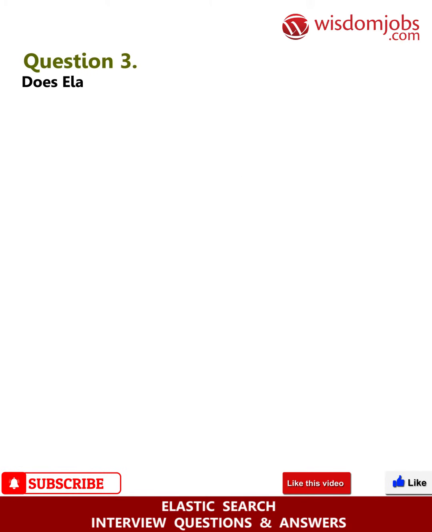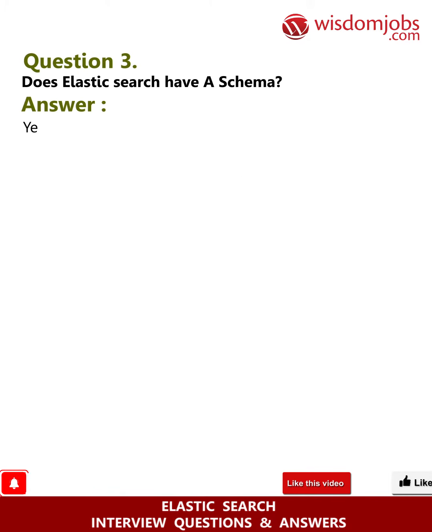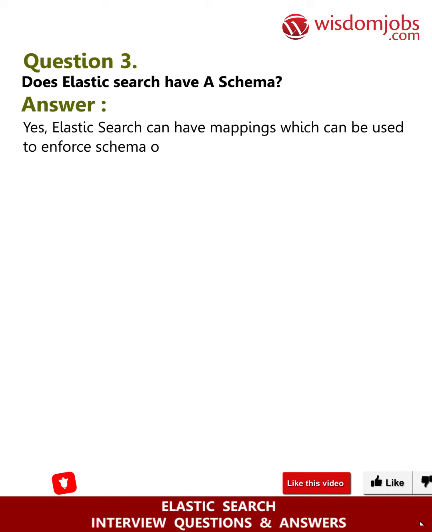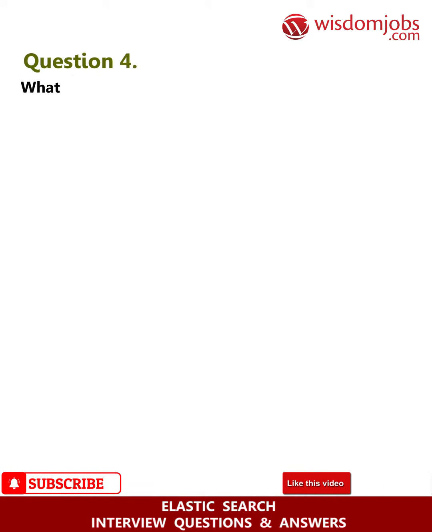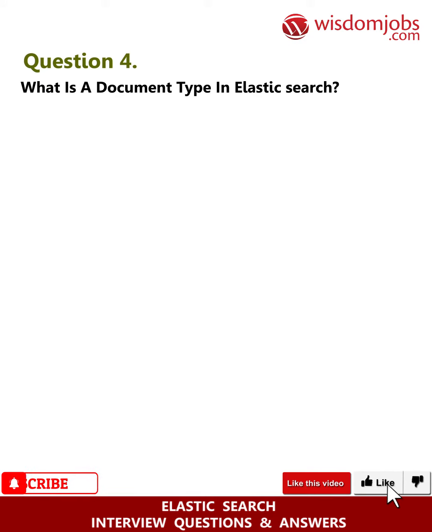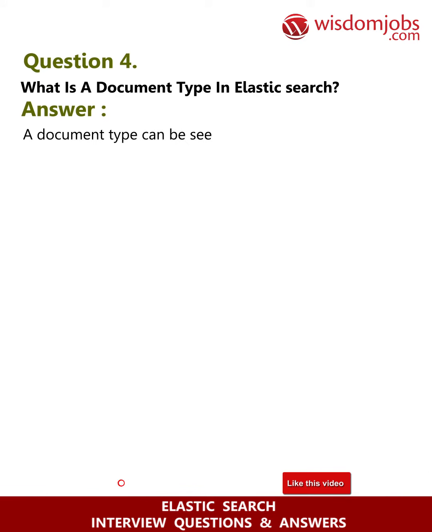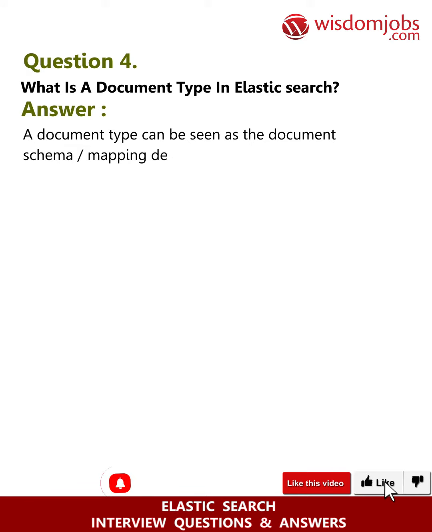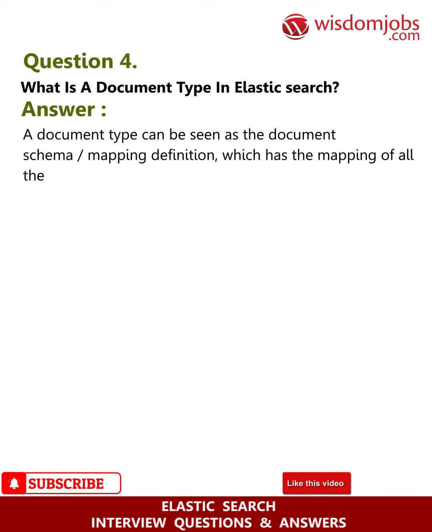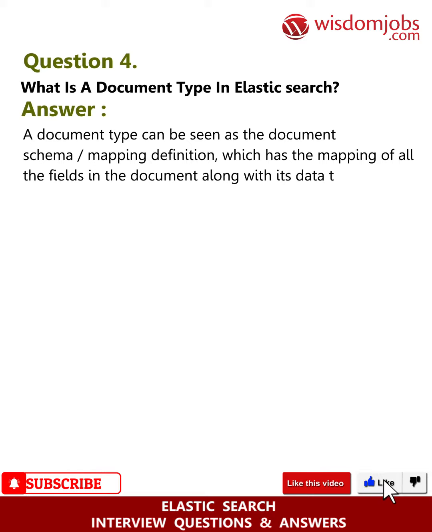Question 3. Does Elasticsearch have a schema? Answer. Yes. Elasticsearch can have mappings which can be used to enforce schema on documents. Question 4. What is a document type in Elasticsearch? Answer. A document type can be seen as the document schema mapping definition, which has the mapping of all the fields in the document along with its data types.